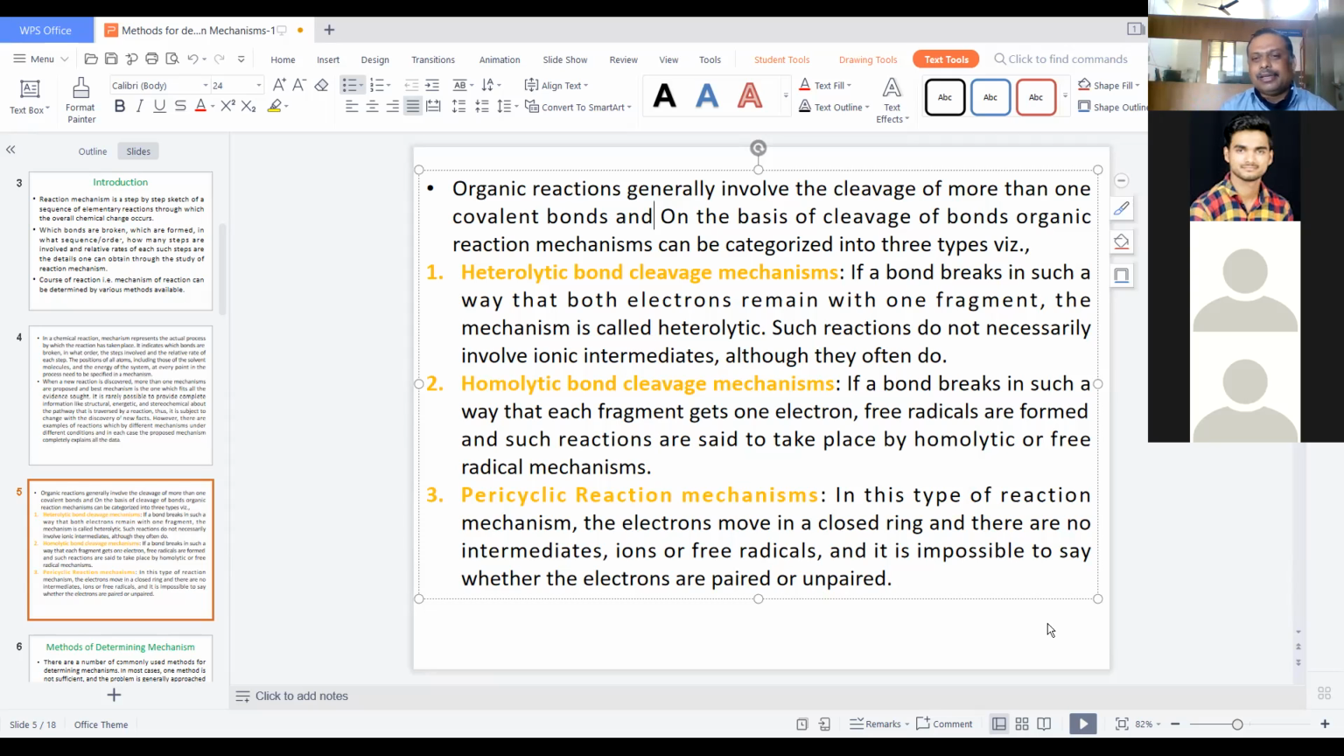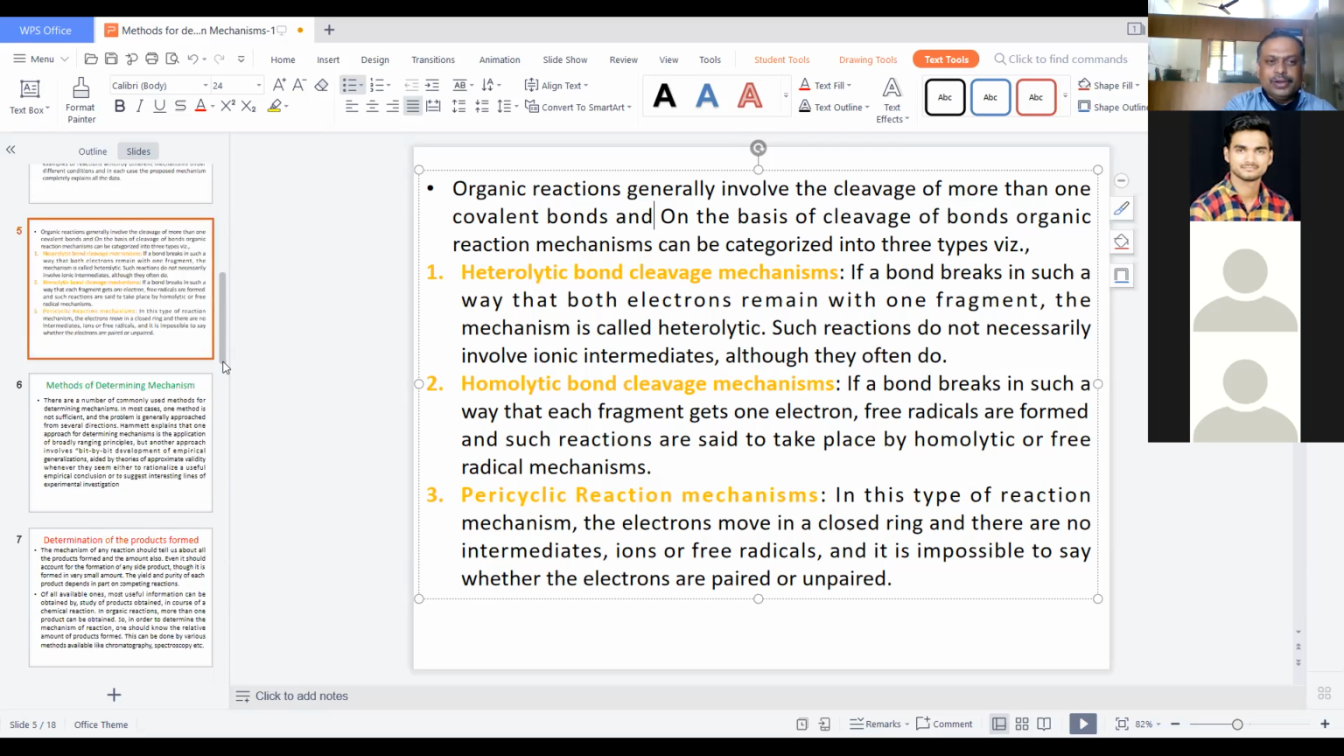And pericyclic reaction mechanism, in this type of reaction mechanism, the electrons move in a closed ring, and there are no intermediates, ions or free radicals, and it is impossible to say whether electrons are paired or unpaired. म्हणजे pericyclic reaction मध्ये there is no any intermediates. Pericyclic reaction मध्ये intermediate नाही, ions generate होत नाहीत किंवा free radicals, and it is impossible to say whether the electrons are paired or unpaired. हे 3 गोष्टी लक्षात आल्या.